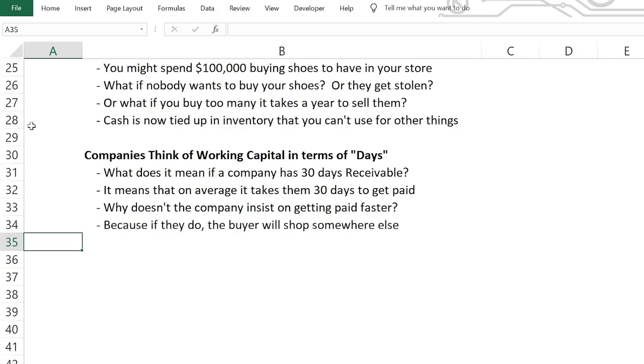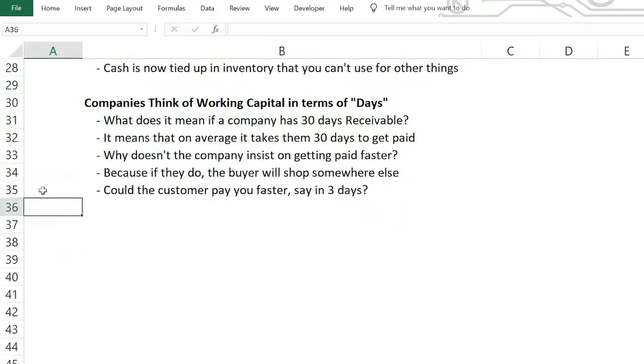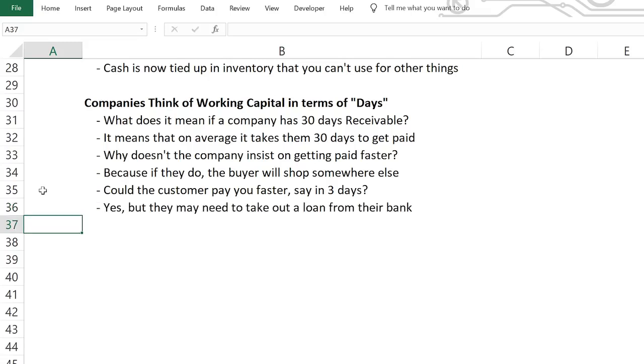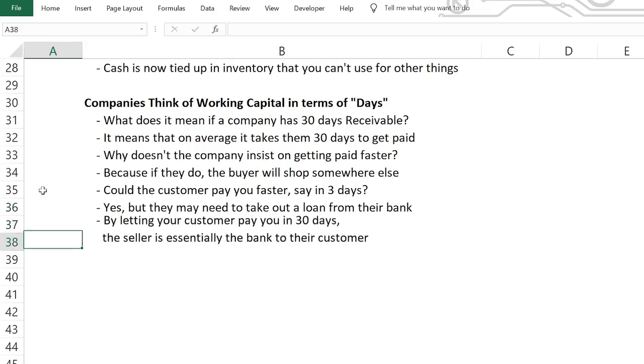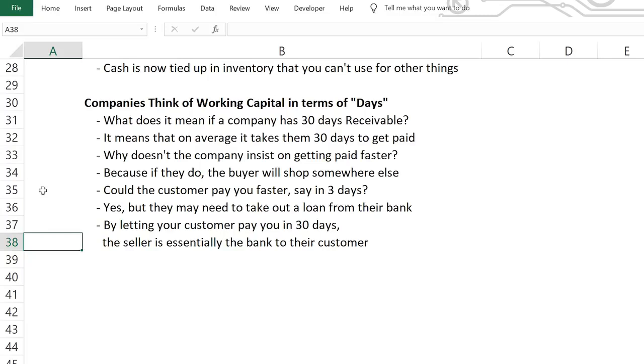The answer is that if they do, their customers, the buyer, will shop somewhere else. Could the customer have paid you faster, let's say in 3 days? Sure, of course. But it means they may have needed to take out a loan from the bank in order to get the cash to pay you. By you letting your customer pay you in 30 days, it means that you've given them some time to come up with the cash, and you've allowed them an opportunity to use your product before they have to pay you.